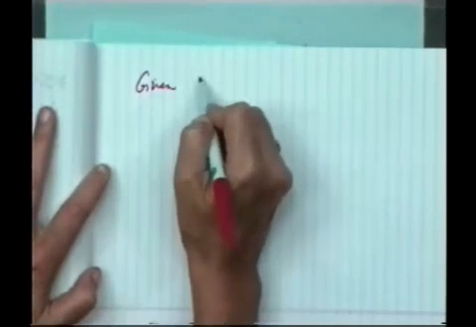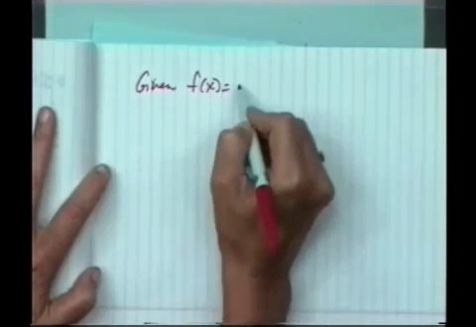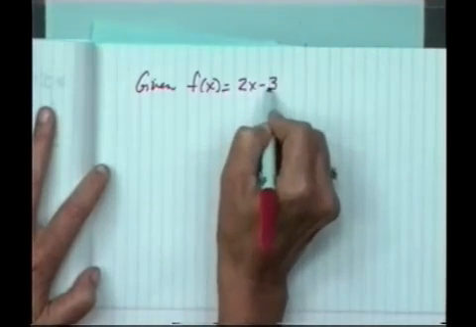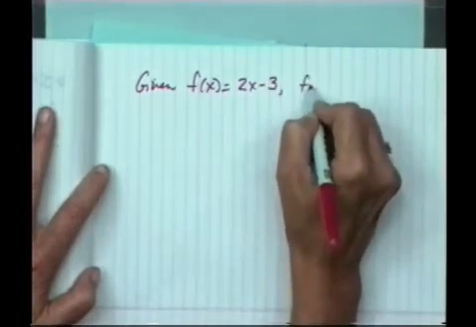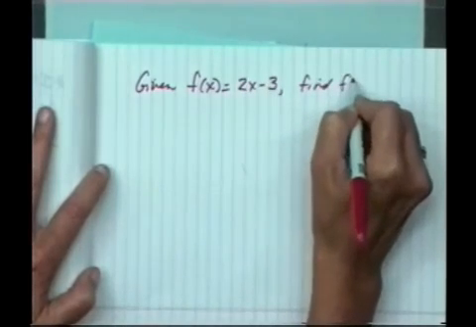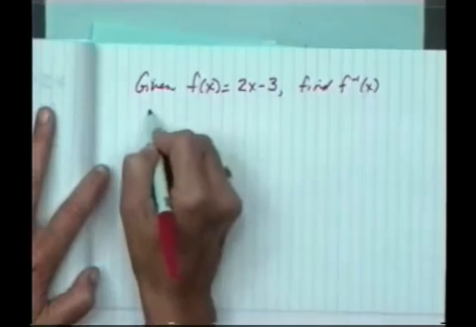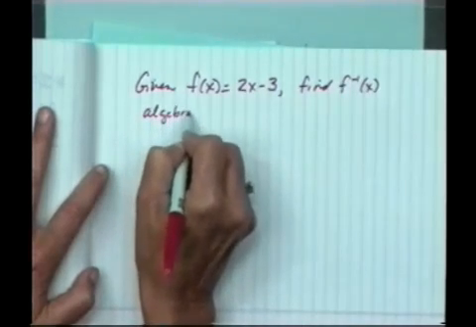All right. So in order to find an inverse function, we're interchanging x and y's. Let's see how, given a function, we find the inverse algebraically. Again, these are selected problems. Given f of x equals 2x minus 3, find the inverse function algebraically.